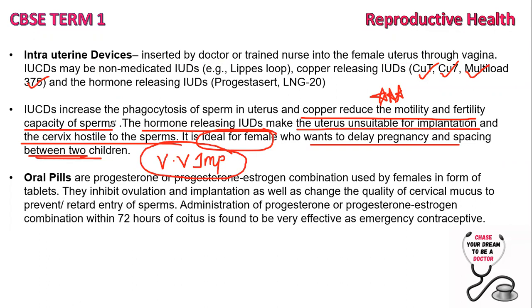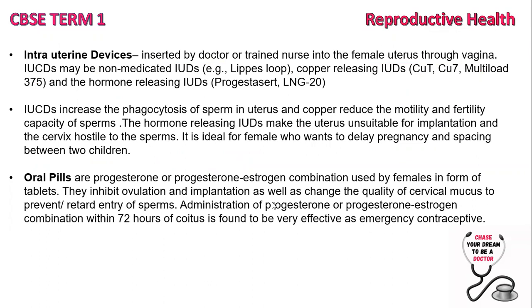Now you may get confused. You were told IUDs, and here it is mentioned IUCDs. IUD means intrauterine device, and IUCD means intrauterine contraceptive device. The ideal or best method for contraception is the IUD. It is of three types: you can use non-medicated IUDs, copper releasing IUDs, or hormone releasing IUDs. Examples of each have been given above.